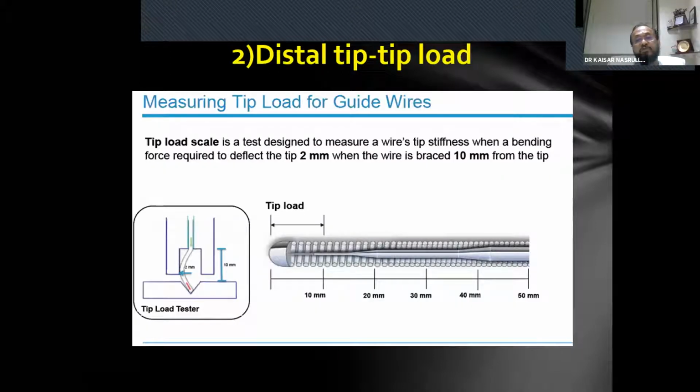Now this is very important, another component of the distal tip, tip load. For the last 10 millimeter of the wire, the weight or load needed to bend the last 10 millimeter of the tip to 2 millimeter like this is called the tip load of the wire, especially in-situ wires. We call it 1 gram, 3.5 gram or 9 gram or 12 gram. So the last 10 millimeter has to be bent around 2 millimeter like this. The weight required for doing this is called the tip load.